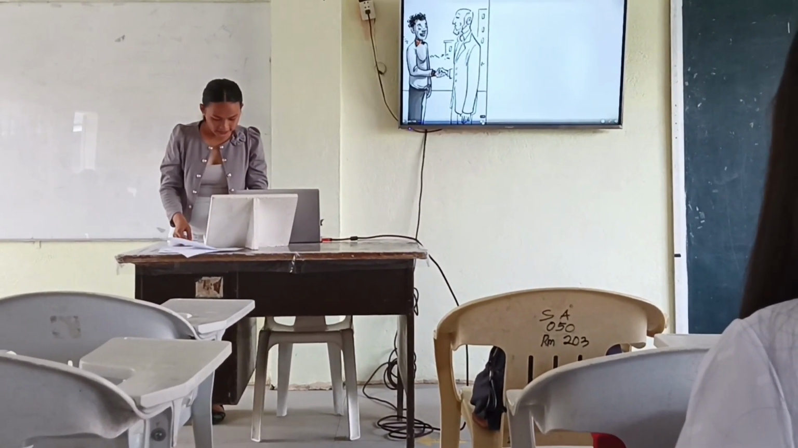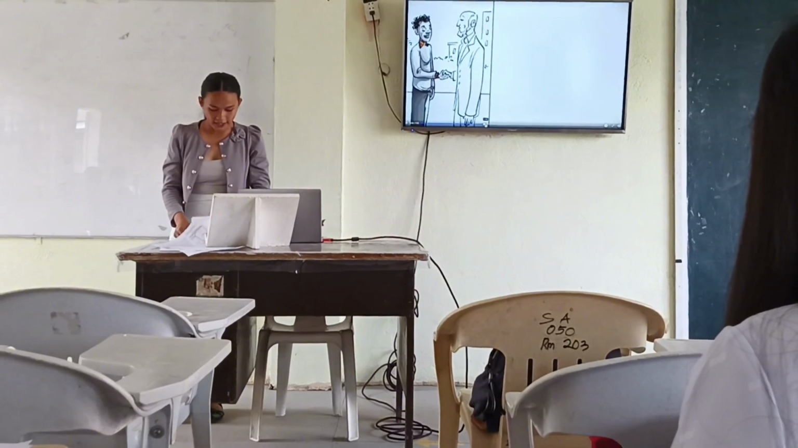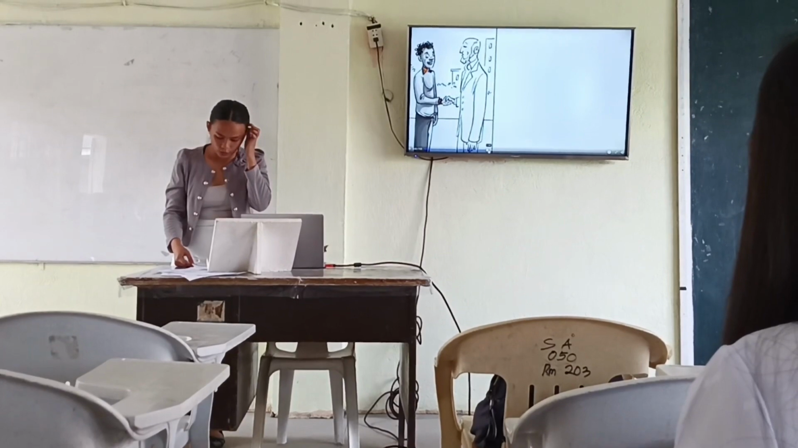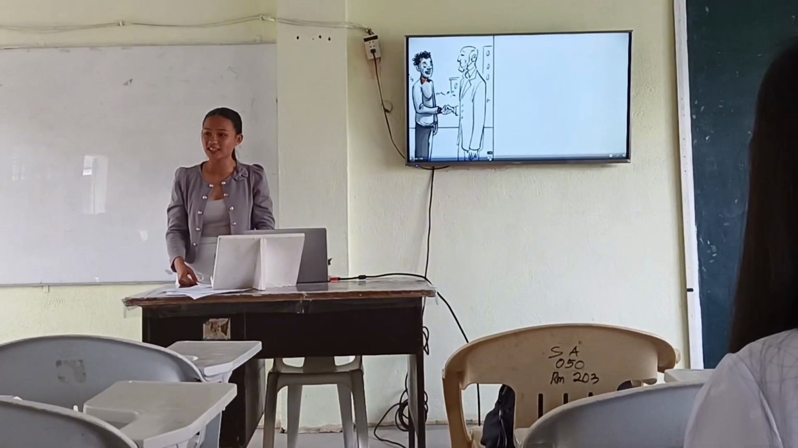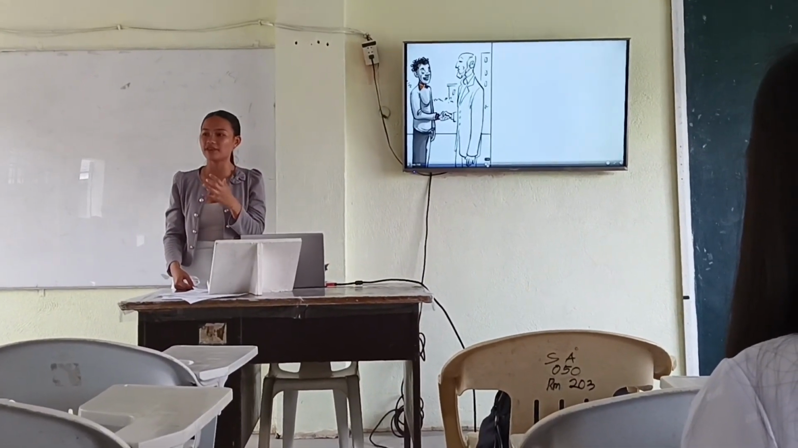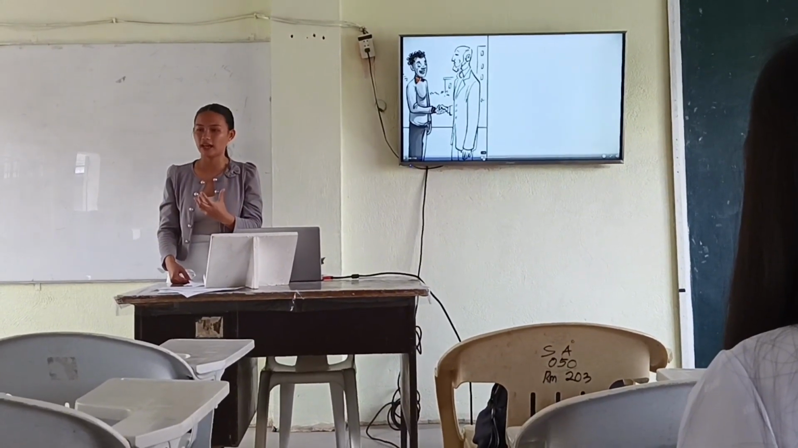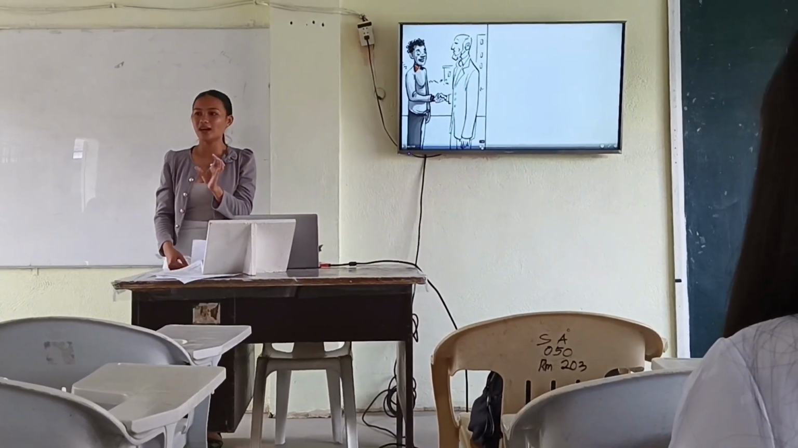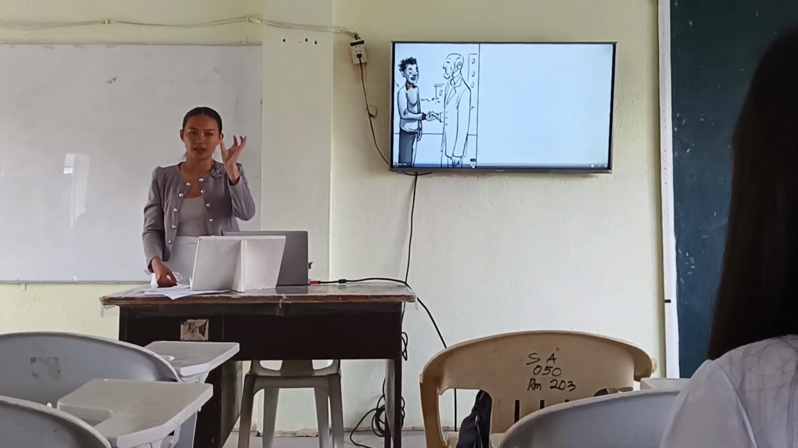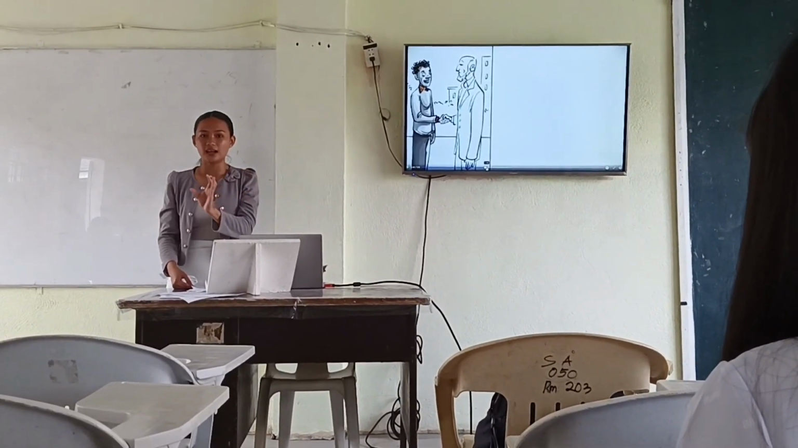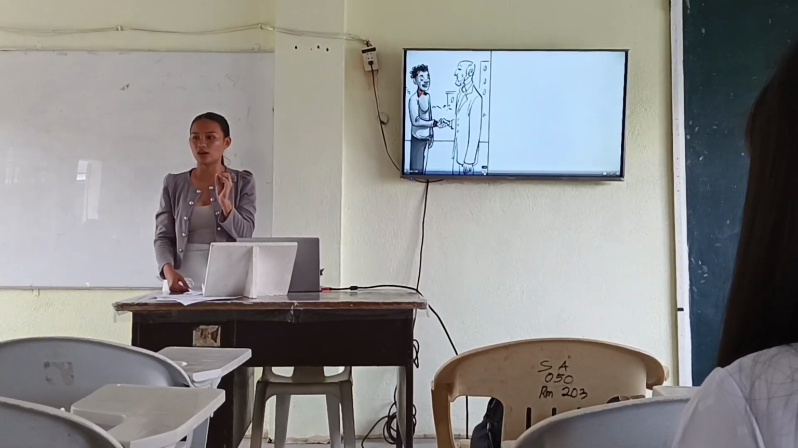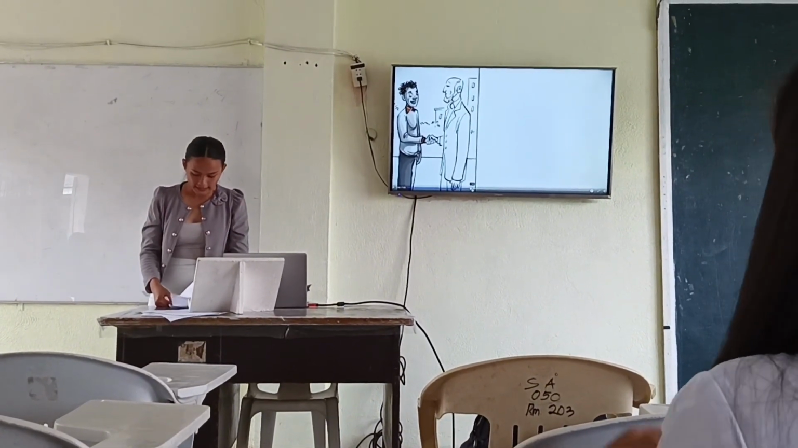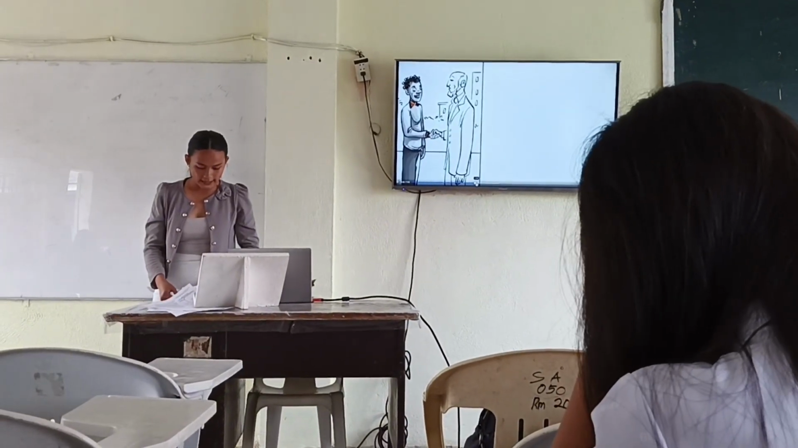Then the fourth stage is the latency stage, age 6 to puberty. It is during this stage that sexual urges or libido remain repressed. The libido is the basic life energy, or the sex drive. In the latency stage, the sex drive stops, unlike the mouth, anus, and genitals in earlier stages. The focus is the acquisition of physical and academic skills.